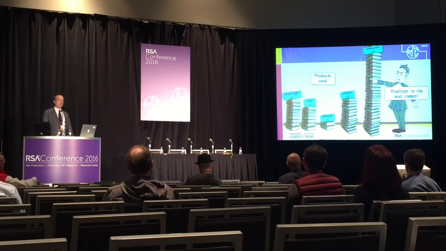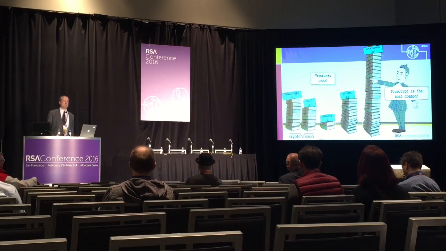TrueCrypt is the most common among the ones we know. You might know that the development of TrueCrypt was abandoned about 1.5 years ago. But meanwhile, there are successor products like PCrypt or VeraCrypt, and I'm pretty sure that many criminals will switch from TrueCrypt to VeraCrypt or a similar solution in the near future.